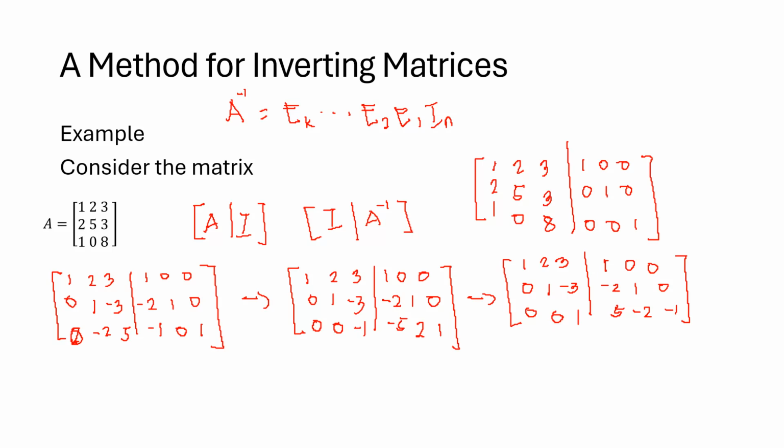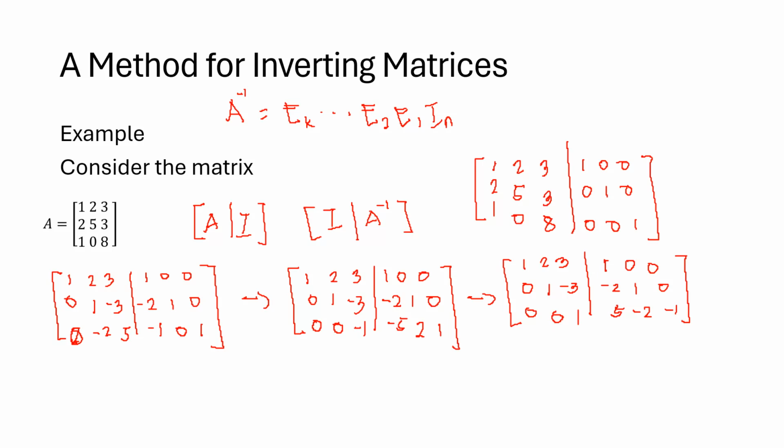Okay. Then in this case, we have to multiply 3 to the third row, then add it to the second row. And then we have negative 3 times the third row, then add it to the first row. Again, we multiply 3 to the third row and add it to the second row, and we also multiply negative 3 to the third row, then add it to the first row.